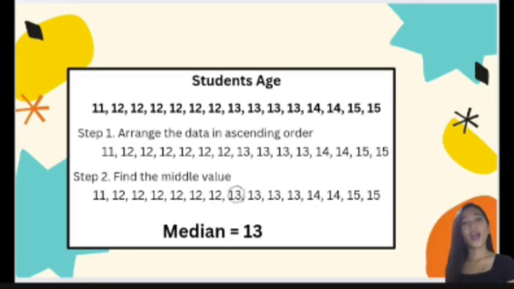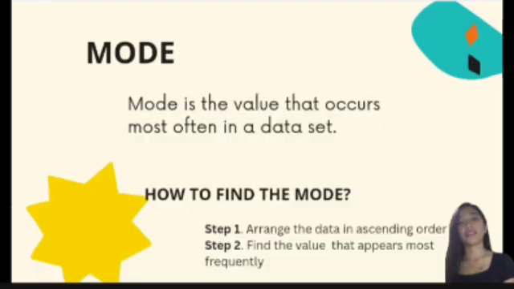Since we already know how to find the mean and median, let's proceed on how we can identify the mode of our data. Mode is the value that occurs most often in a data set. So how to find the mode? Still in step 1, we have to arrange the data in ascending order for us to easily find the most frequent value that appears. Then step 2, find the value that appears most frequently.